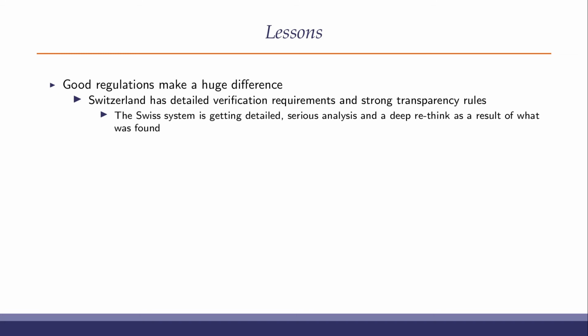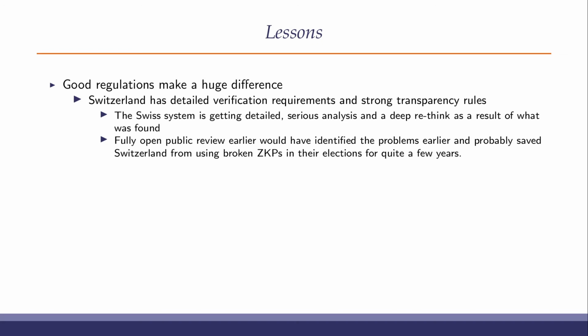The Swiss system got detailed specific analysis as a result of their specific transparency rule, and it's getting a really deep rethink as a result of the discovery that they'd run something broken that had been certified under their more closed certification system that they'd otherwise had. If they'd made it all fully open for public review earlier, the same bugs would probably have been found earlier in the system that they were already using.